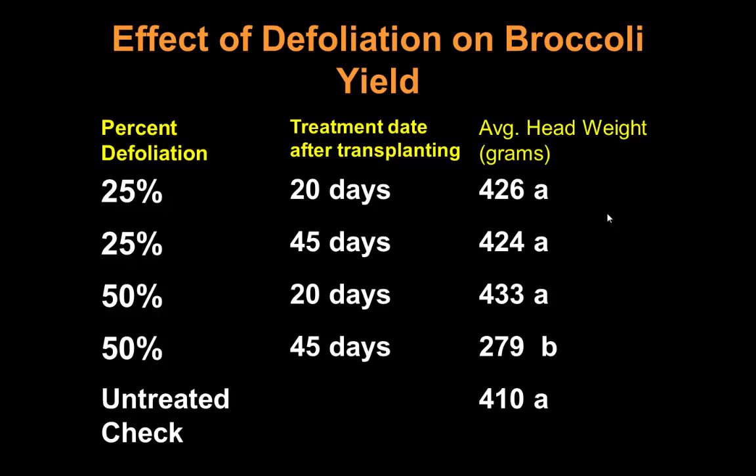And that's pretty consistent. Plants can tolerate injury very well when they're actively growing and putting on a lot of leaves. They can tolerate it a little less well when they have shifted their growth into production of reproductive forms, the head or the flowers.